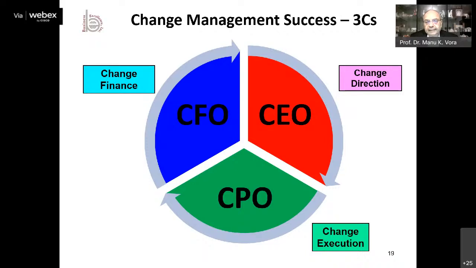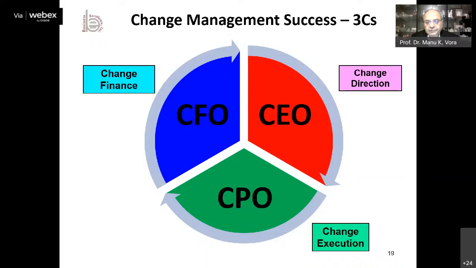Now, seeing the transformation journey over a 36-year window, one thing has become very clear: in order to successfully implement change, you need the three C's to work harmoniously in sync with each other. The first C is the CEO, who provides the change direction. For an educational institute, this will be the vice chancellor, director, or principal. Then we have the CFO, Chief Financial Officer, who is the registrar in educational institutes and manages the finance side.